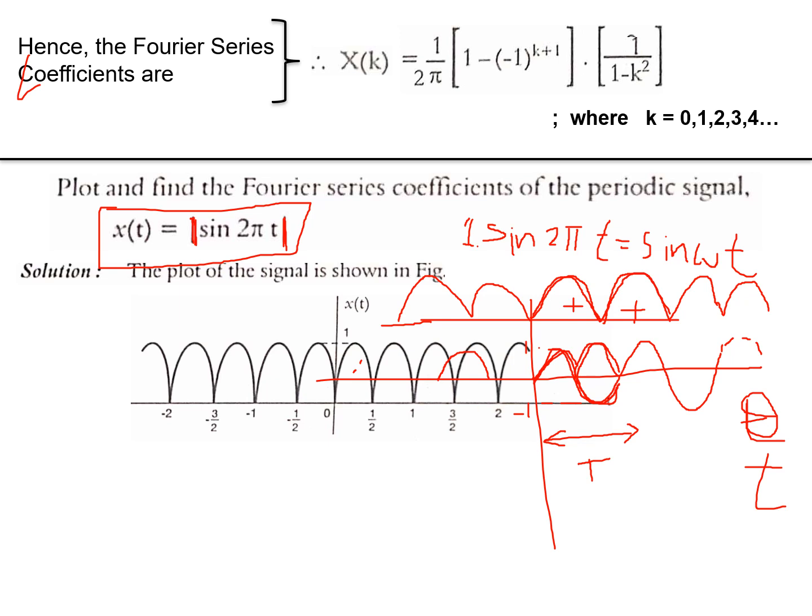I'll erase all these things to make the illustration. So this is what I actually mean.